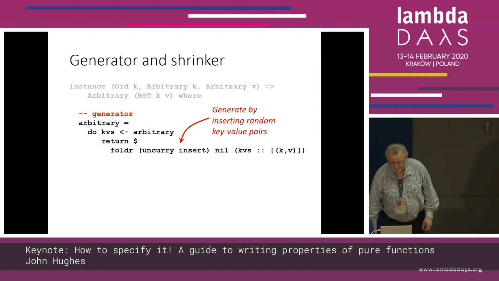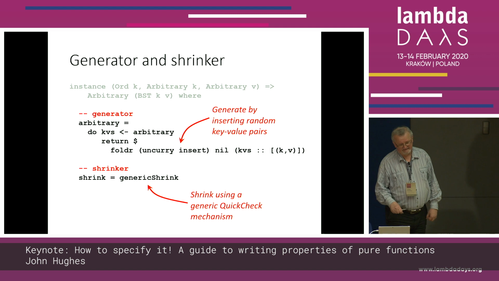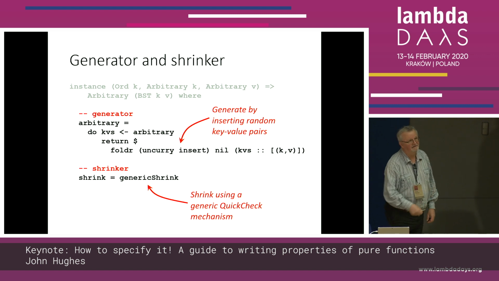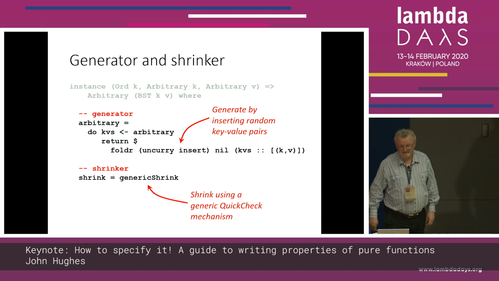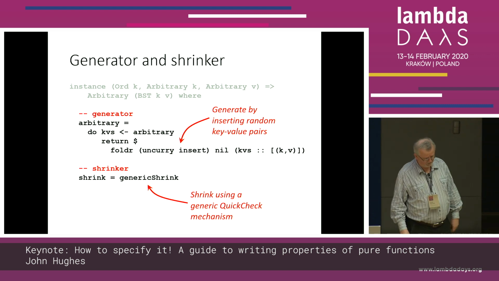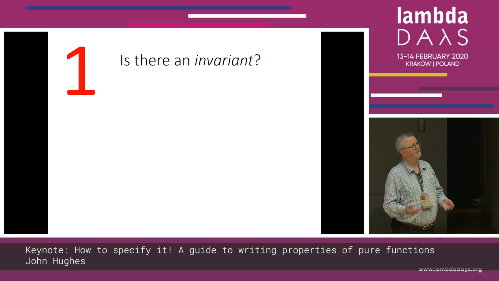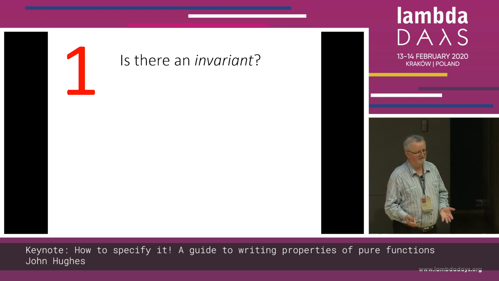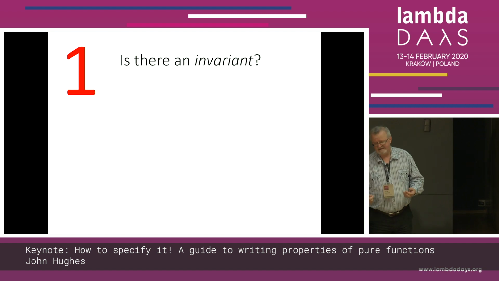I also need to tell QuickCheck how to shrink this type of data. But that's easier. There is a generic method that QuickCheck provides, and I'm just going to use it. So that's fine. OK, so what properties might I write of these operations? So I think the first thing that one should always ask oneself in this kind of situation is, is there an invariant?